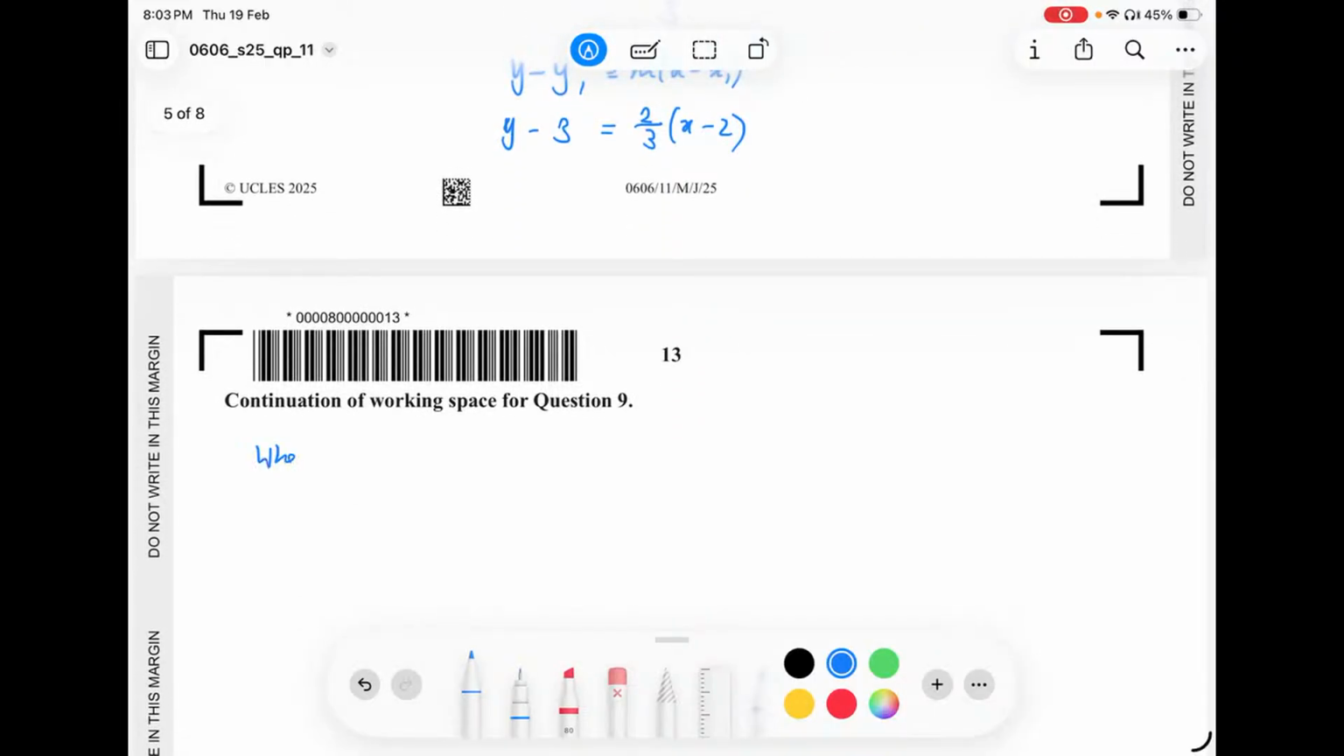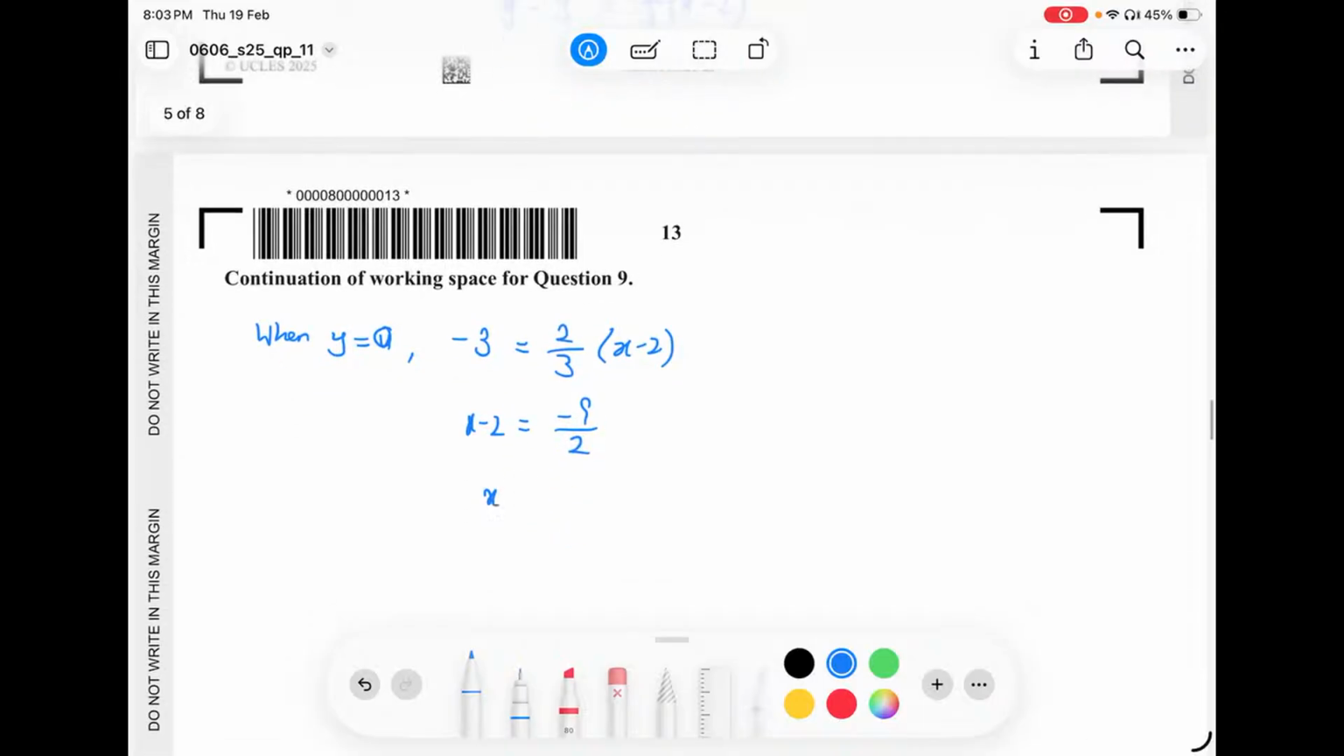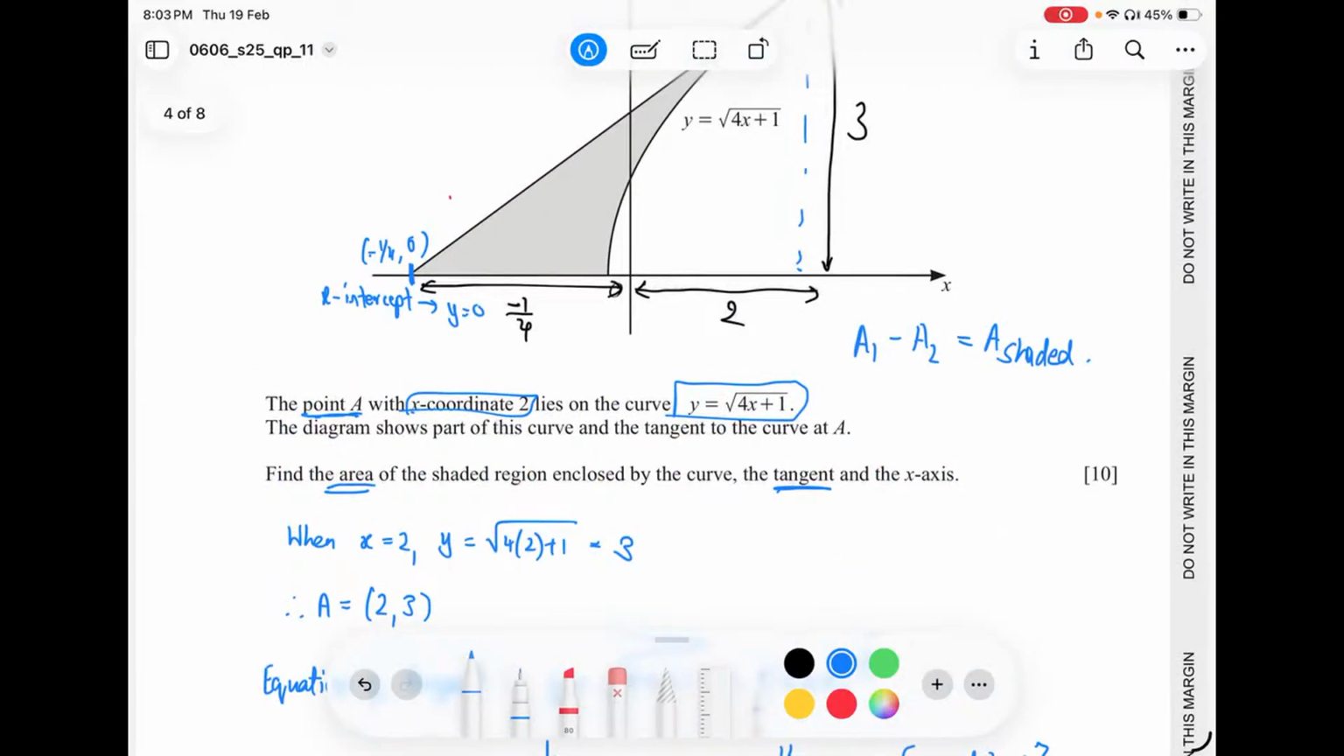So now when we are finding the x-intercept, when y equals 0, this is going to be negative 3 equals 2 over 3 times x minus 2. So x minus 2 is going to be negative 3 times 1.5, that's going to be negative 9 over 2. And x is going to be negative 5 over 2. So this point would be negative 5 over 2 comma 0.